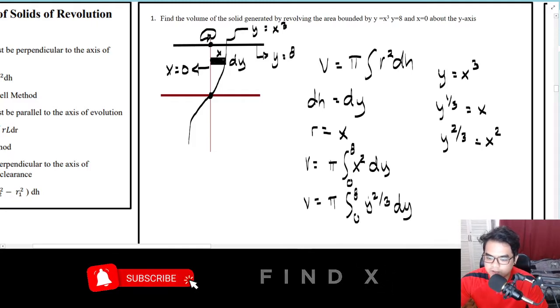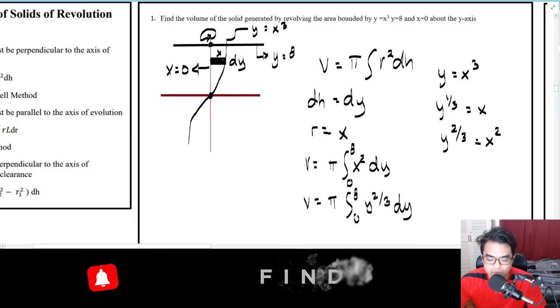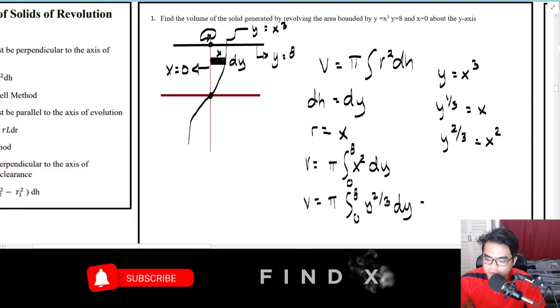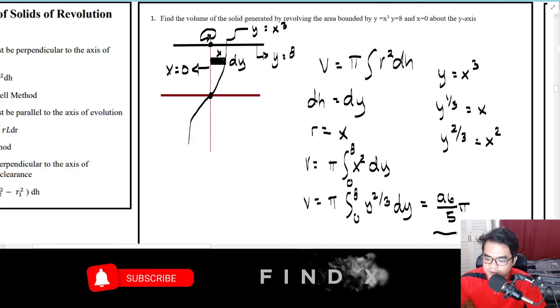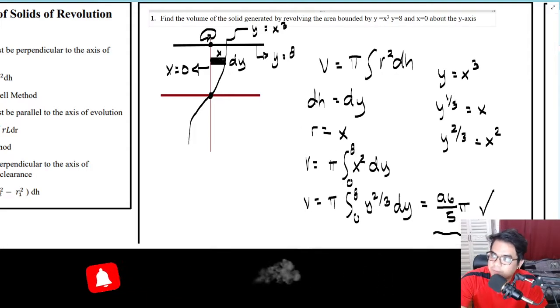If you get the integral of this, you can use the simple power rule formula, or you can just use your calculator. What you will get here is 96 over 5 pi, and this will be your answer. Okay, so that is how you use this method. Let's get into the next problem.